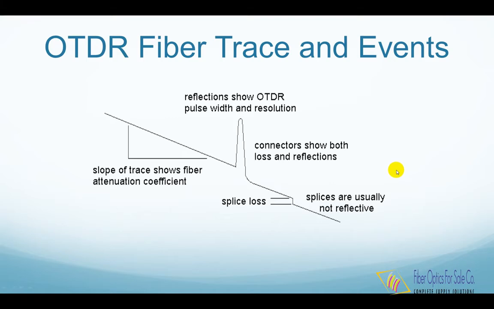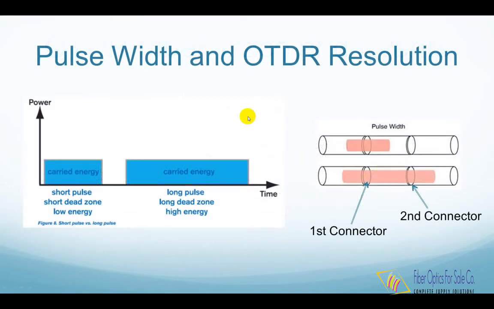Reflective pulses can show you the resolution of the OTDR. You cannot see two events closer than is allowed by the pulse width. Generally, longer pulse widths are used to be able to see farther along the cable plant, and narrower pulses are used when high resolution is needed, although it limits the distance the OTDR can see.